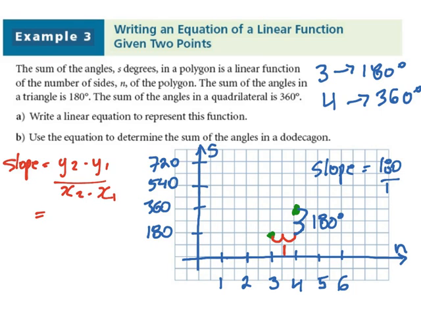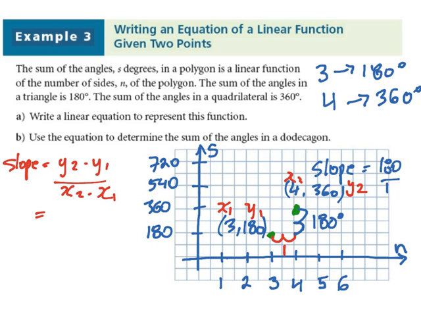So here are the coordinates rewritten, and we first have to label our coordinates. The 3 is x1, 180 is y1, and the 4 is x2, and the 360 is y2. So we're going to plug in these values once we label them into our slope formula and solve for the slope. And we should get the same thing as earlier.